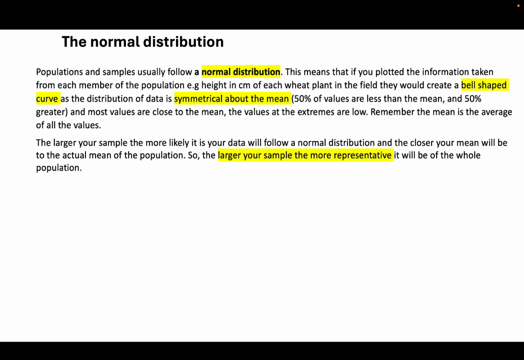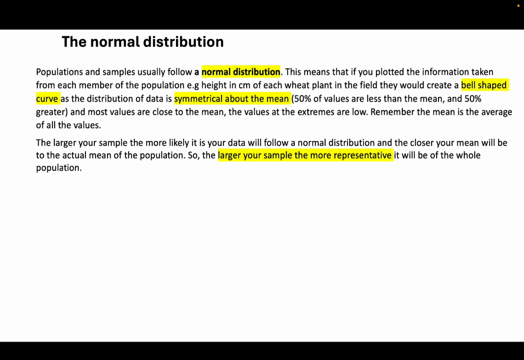The larger the sample, the more likely it is that the data will follow normal distribution, and the closer that the mean will be to the actual mean of the population. So the larger your sample, the more representative it will be of the whole population.